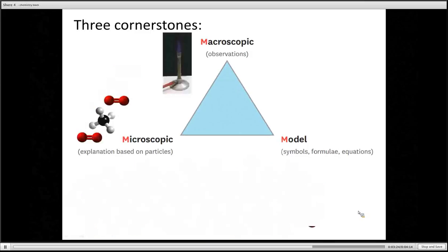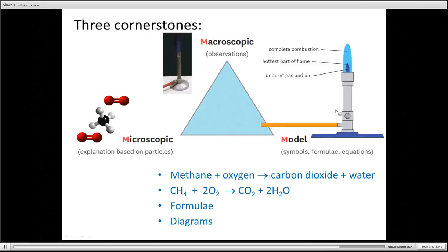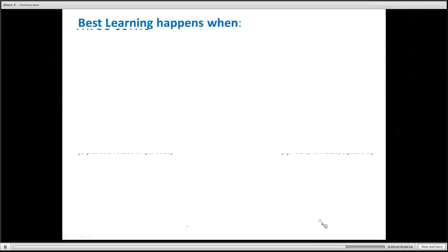And again, then you've got your model, which is the way we represent the macroscopic and the particle explanations. So it's, for instance, methane plus oxygen forms carbon dioxide and water. That's a word equation. Here is a balanced symbol equation. You need to be able to write formulae and diagrams, say, for something like this. Understand that area.